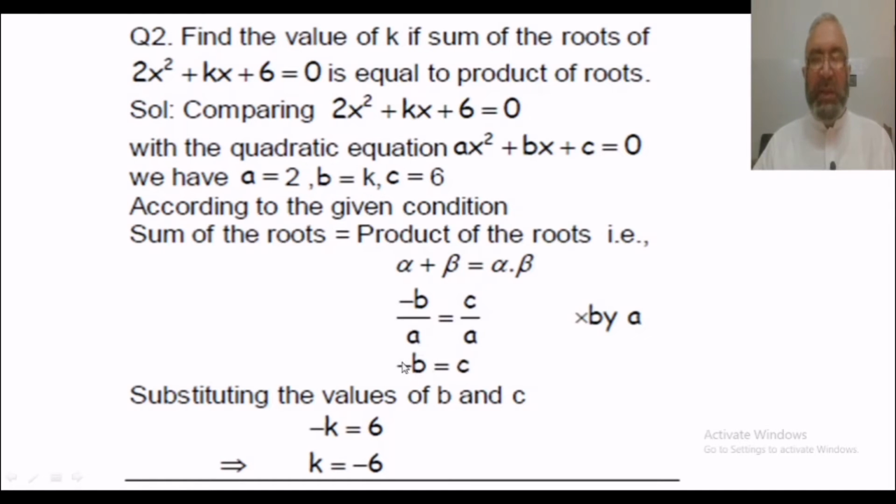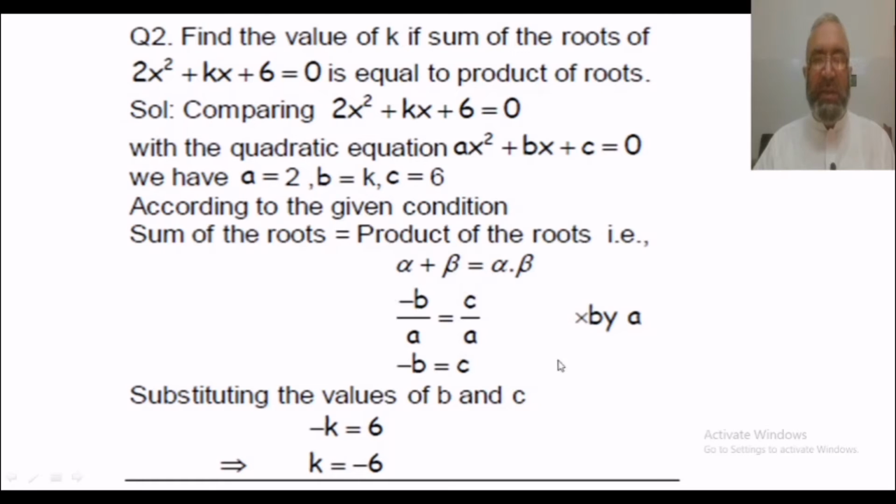Now in this condition, minus b is equal to c, we put the value of b and c. b is equal to k, so substituting the value of b and c, minus k is equal to 6. So k is equal to minus 6. Thus we get the value of k by using directly the two results, sum of the roots and product of the roots. The second method of this question: first of all, find sum of the roots, then product of the roots, and then write them in the form sum of the roots is equal to product of the roots.